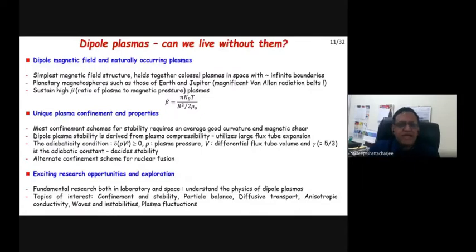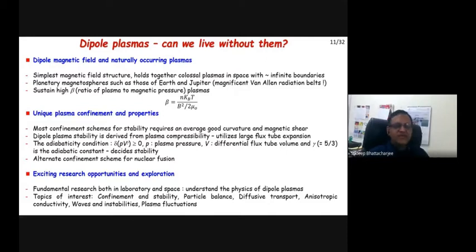Now I go into the main topic. So dipole plasmas, can we live without them? As I said, dipole magnetic field structure holds together colossal plasmas in space with infinite boundaries. Planetary magnetospheres such as those of Earth and Jupiter, and they are the burning examples. And we have these Van Allen radiation belts there.